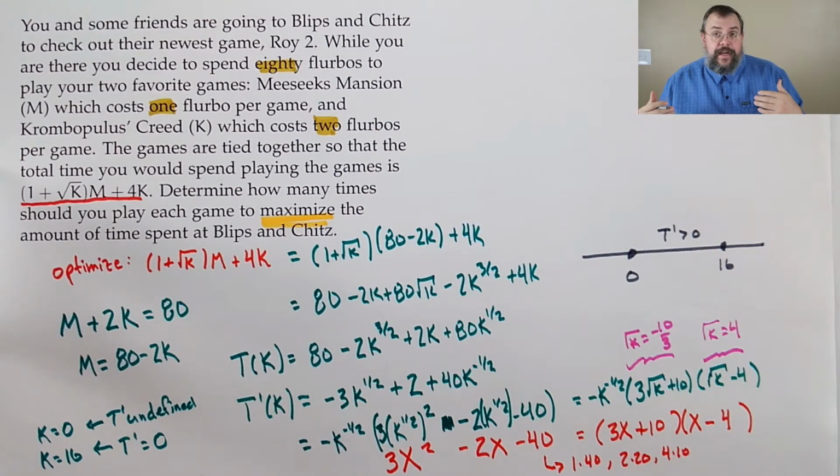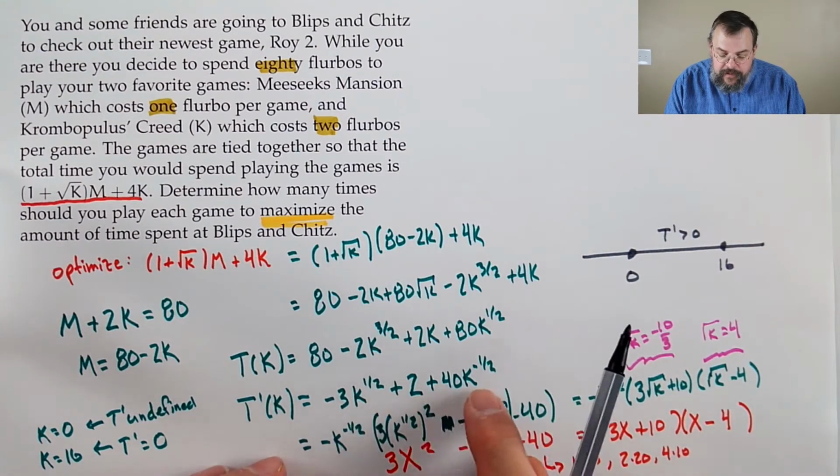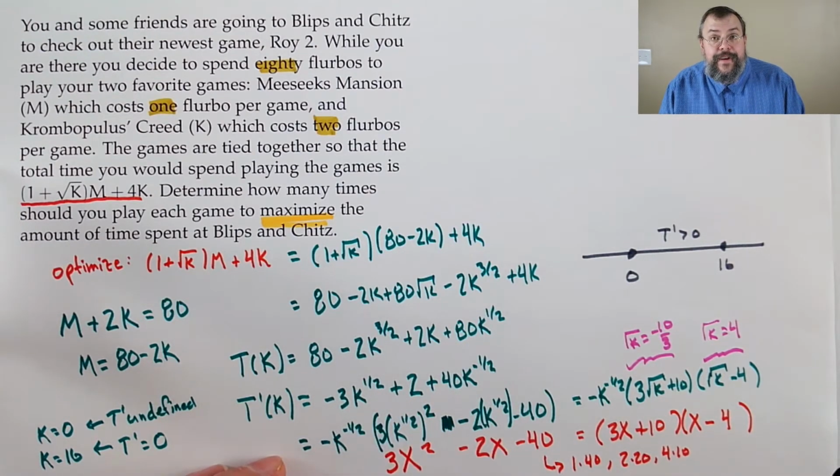Now suppose I just really love Chrombopulus Crete and I keep playing. Well, what's a convenient number above 16? You might be thinking like 17. But keep in mind, we have square roots involved. How about 25? 25 is good because it has an easy square root. So if we plug in 25, square root of 25 would be 5. So negative 3 times 5 is minus 15, plus 2 gets us to minus 13. And here it'd be 40 over 5, which is 8, and 8 plus 2 is 10, minus 15 is minus 5.